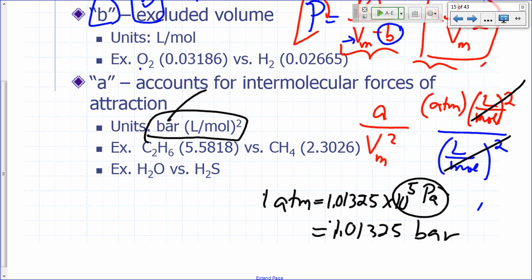Okay, so let's look at these numbers. C2H6 versus CH4. Why is the van der Waals parameter A larger for C2H6 compared to CH4? Why is this value bigger for C2H6? How does C2H6 compare to CH4? Bigger size, right?